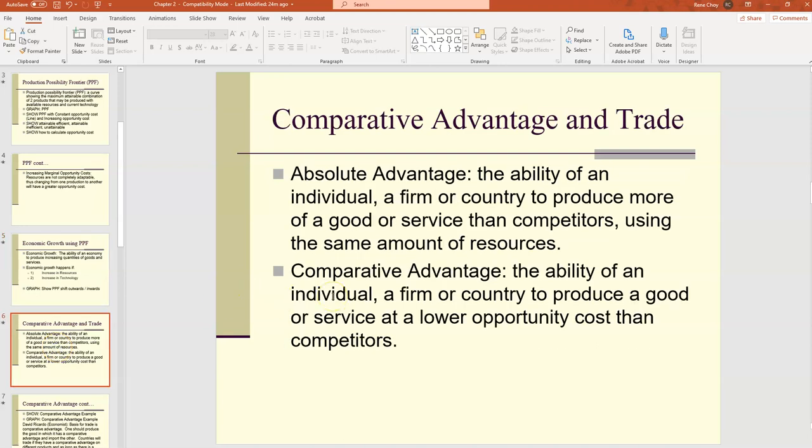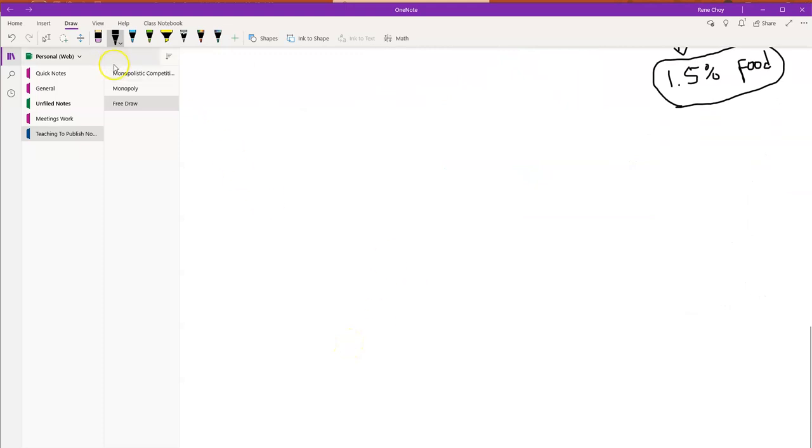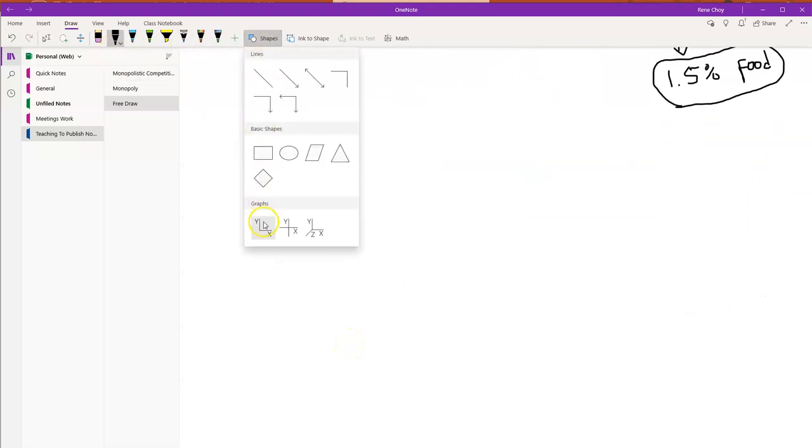Another thing we could do with the production possibility frontier is talk about the issue of international trade and comparative advantage. Absolute advantage is the ability of an individual, firm, or country to produce more of a good or service than its competitors using the same amount of resources. Comparative advantage, on the other hand, is the ability of an individual, firm, or country to produce a good or service at a lower opportunity cost. So let's talk about the difference between absolute and comparative advantage.